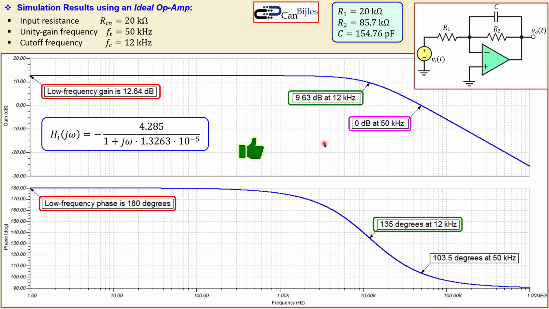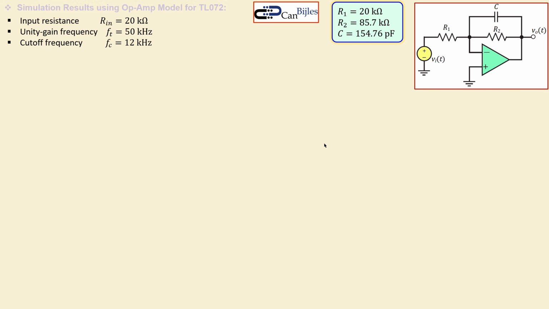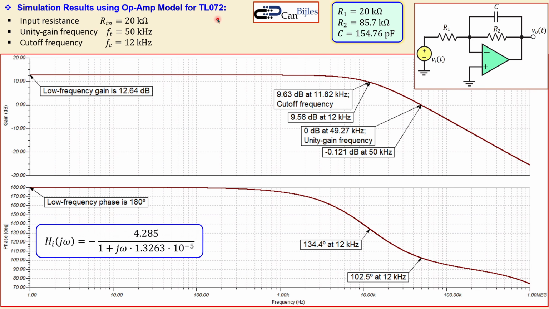Again, it is an ideal op-amp. So it is good that we check this, but it is not what we should use. So we move on and then use the model of, in this case, the TL072 op-amp in the simulator. What do we get now? Okay, this is now the situation for that circuit with that model.